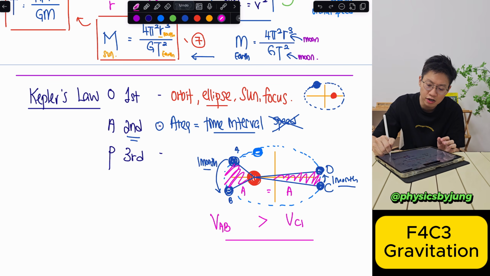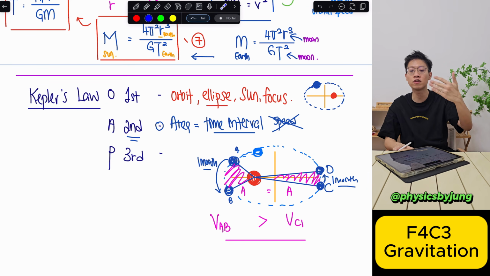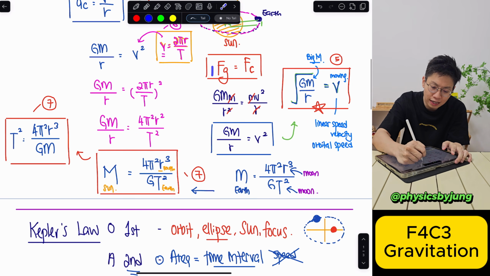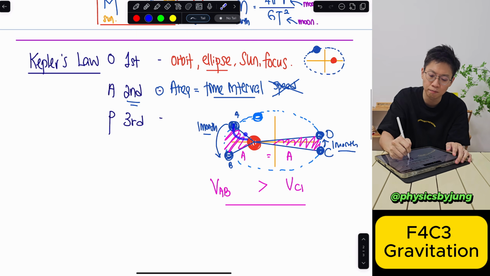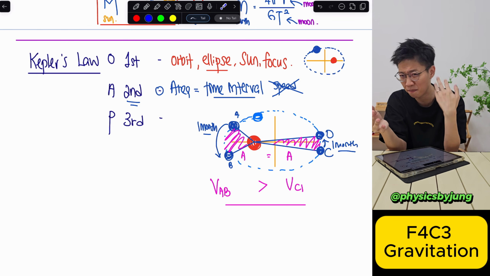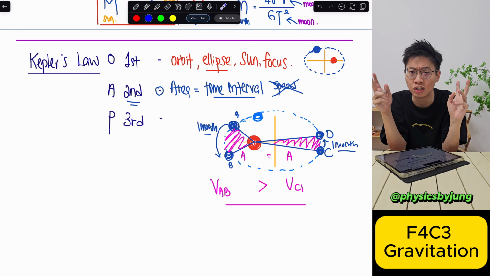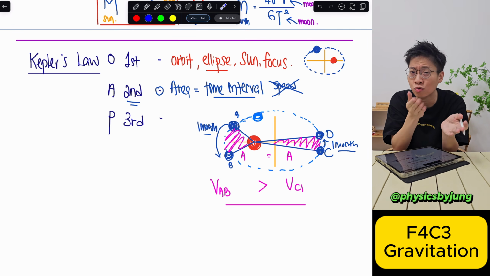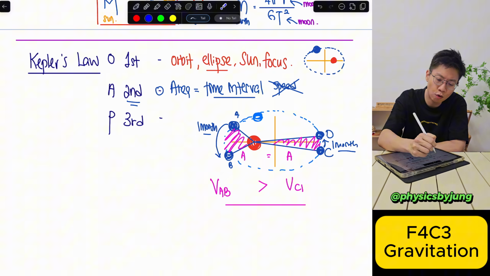When you are nearer to the sun, your gravitational force increases. So you need to travel at a higher velocity so that you don't get pulled all the way into the sun. So nearer to the sun, run faster. Why? Because it's very hot. Imagine if it's very hot, you have high kinetic energy, so you must run faster. Remember, the nearer you are to the object, the faster you have to run. That's it. What about our third law?